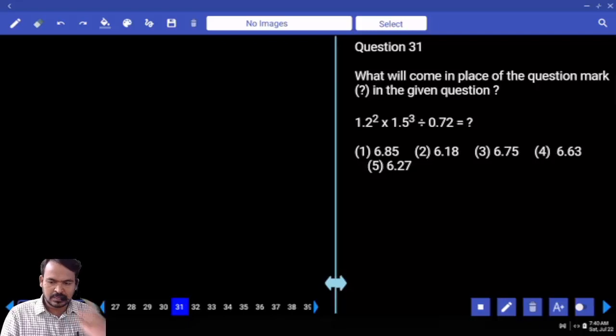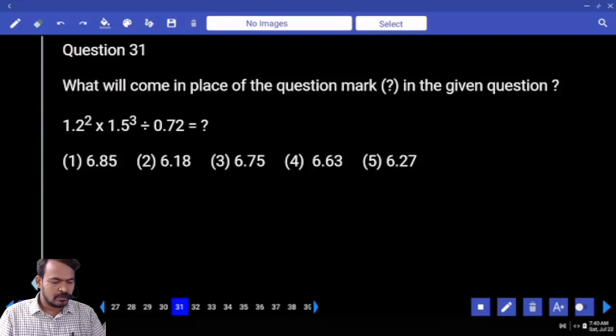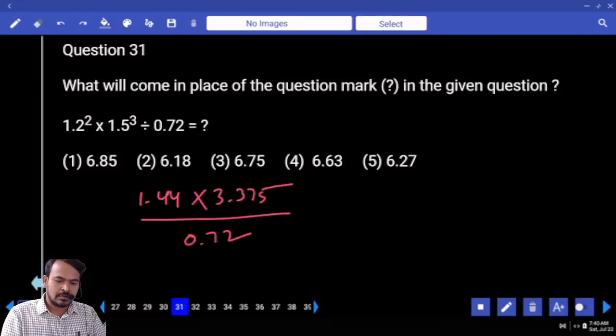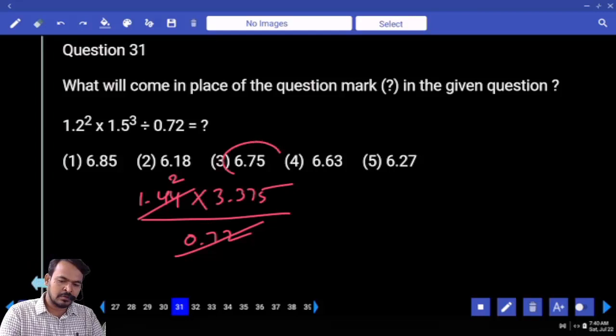Question number 31. What is the first one? 1.2 square. This one we written 1.44 multiplied by 1.5 cube. This one we written 3.375 divided by 0.72. Exactly how many times? 2 times. 3 into 3.75, it becomes 6.75.